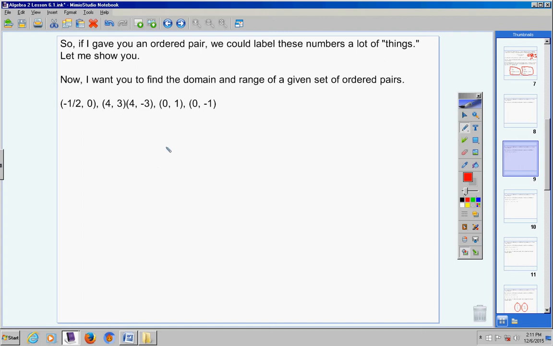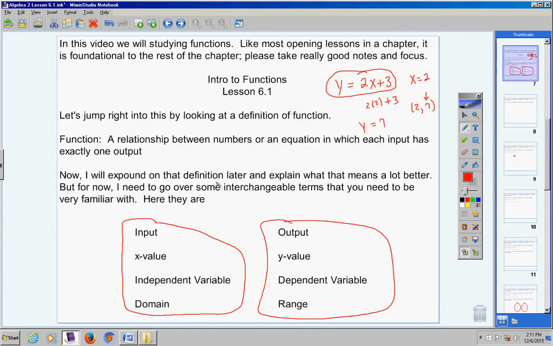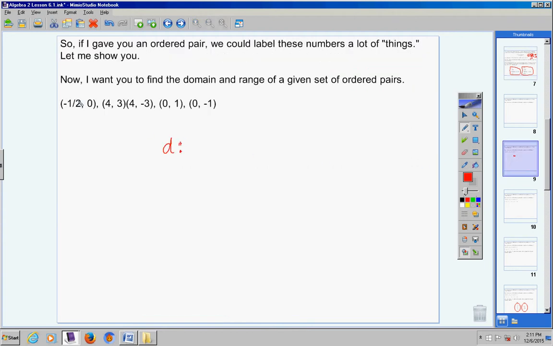I would put the letter D for domain and put a colon. And here's your domain. Remember, your domain is your what? Domain is your x value. Got it? So here's your x value, -1/2, comma, here's an x value, 4, comma, here's an x value, 4.